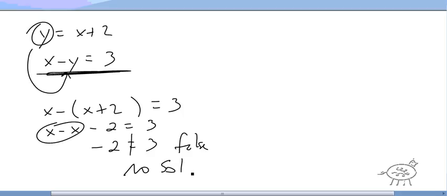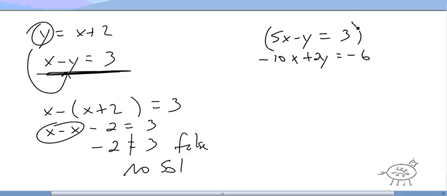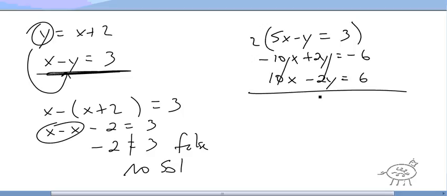All right, let's try one more. 5x minus y equals 3, and negative 10x plus 2y equals negative 6. So I'm going to multiply this one by 2. So you get 10x minus 2y equals 6. That cancels. 0 equals 0. It's true. Infinite solutions. Okay, so you got to look for that. If the variable cancels out, then it's either no solution or infinite number of solutions.